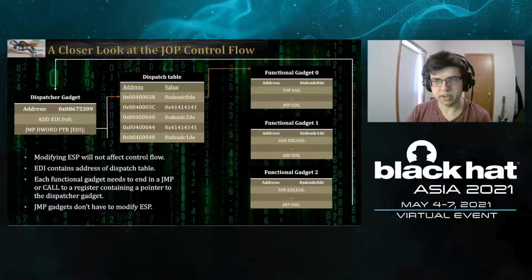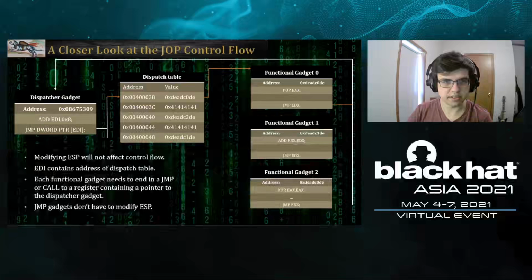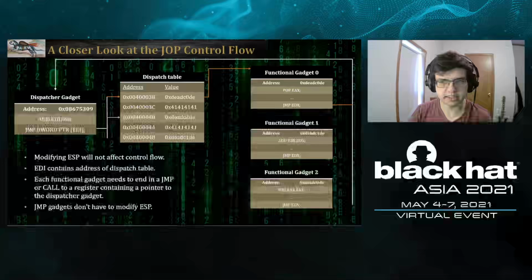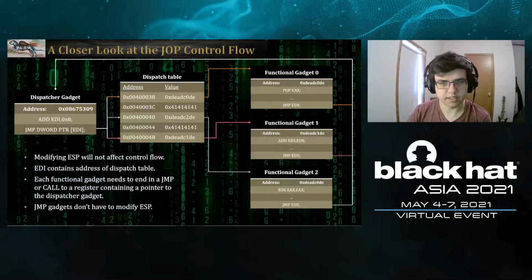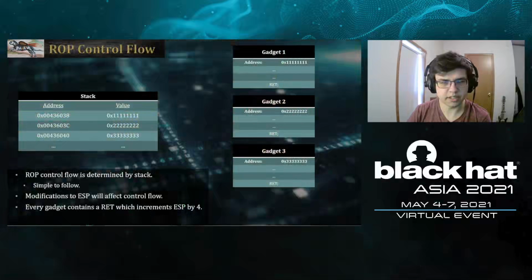So our functional gadget will end in a jump EDX in this example because EDX is holding the address of our dispatcher gadget. Once we return back around to our dispatcher gadget, that will increment our EDI register, our dispatch table's pointer, and bring us to the next functional gadget in the list. So that's how our control flow for JOP works. We keep on going around in this loop, and you might notice that ESP is not a part of this control flow at all. So this is a bit different from ROP, where our entire control flow is based on the stack. We're supplying all of our pointers in a row on the stack with ROP, and then that return at the end of each gadget is kind of the glue tying them all together.